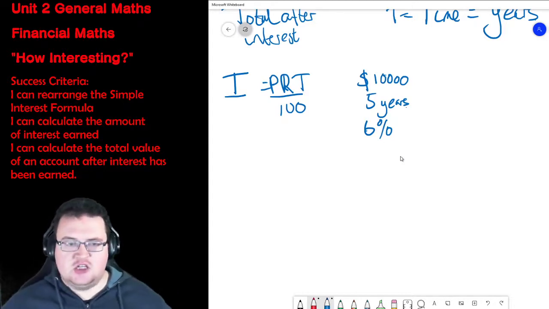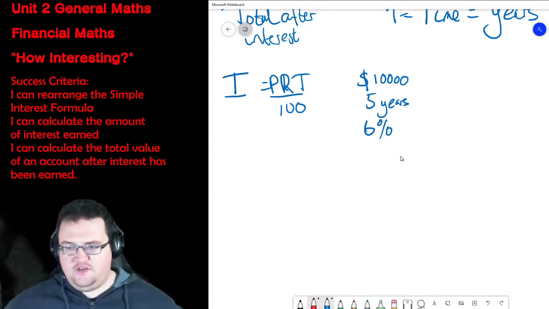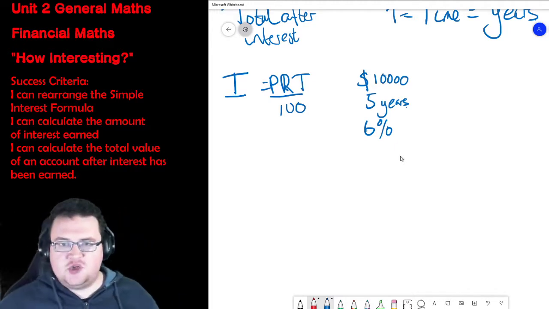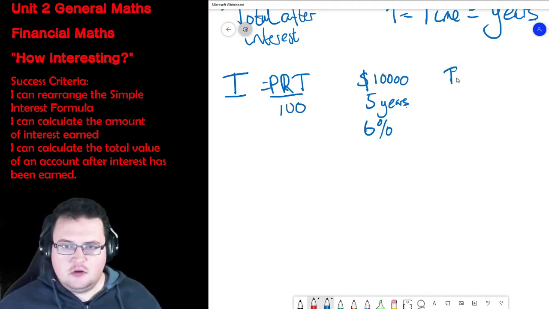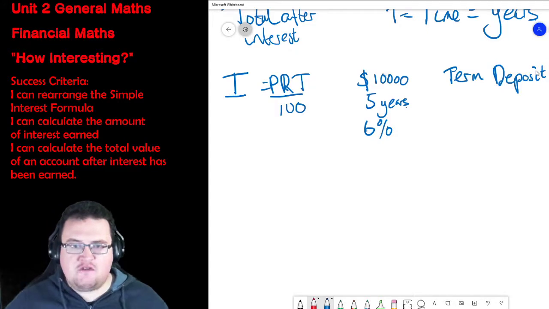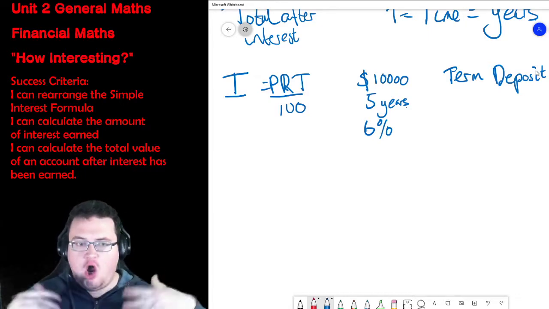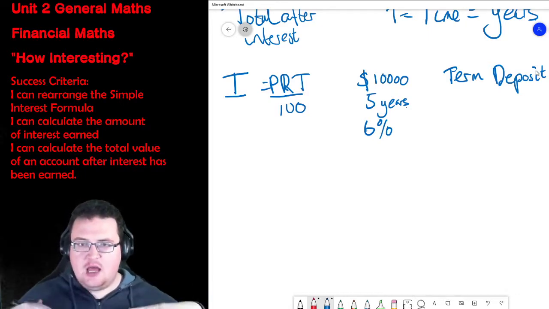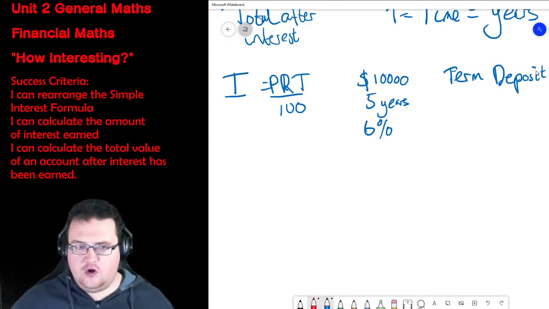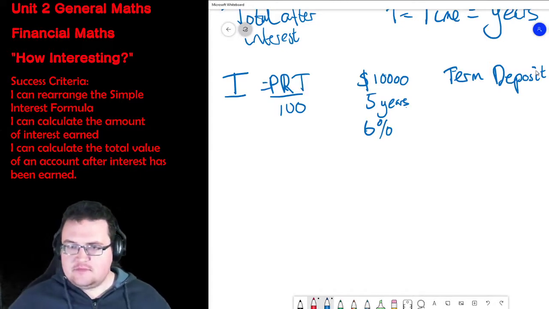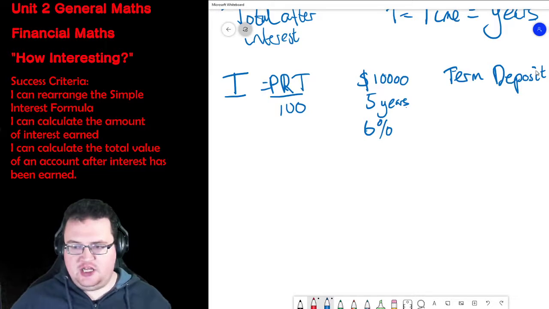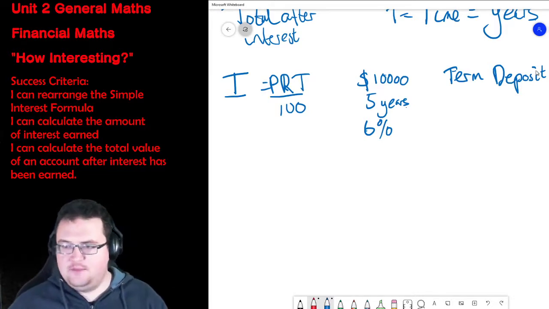So I have $10,000, I give it to a bank and I just leave it there for 5 years. This is also sometimes called a term deposit. And the idea is you give them that money and it stays there. You can't touch it for 5 years. But what that usually means is you get given a higher amount of interest for leaving it there for longer. And if you were to take it out early, you'd have to pay like a penalty.